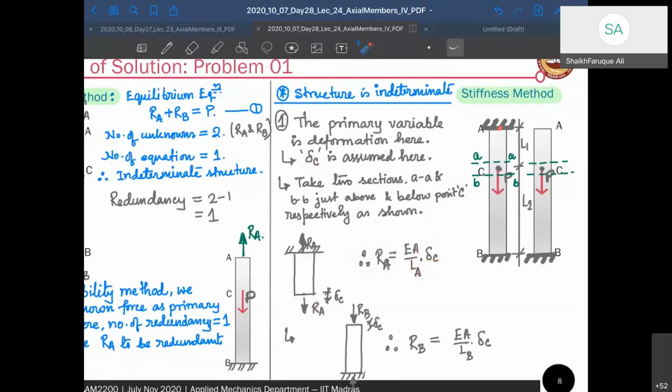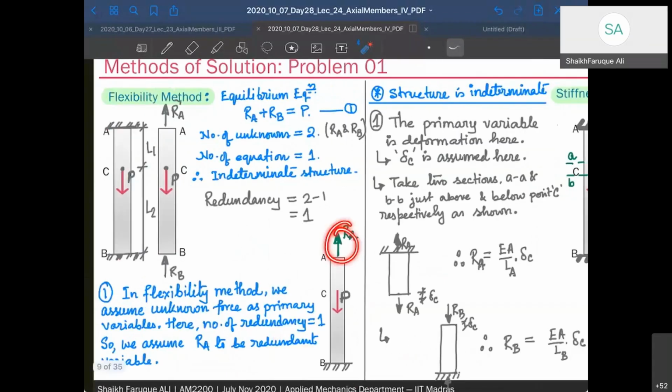Similarly, the force that is acting on this part of the body is going to be RB, because there is RB acting here, and you have taken a free body diagram just below the point C. So P is not working yet. So this is called RB, and that has compressed by delta C. If this has elongated by delta C, this is compressed by delta C. And therefore, RB is going to be EA by LB into delta C. So both the forces now, RA and RB, are known in terms of delta C. So if I can find delta C, I'll find RA and RB. In this case, also, if I can find RA, I can find RB.